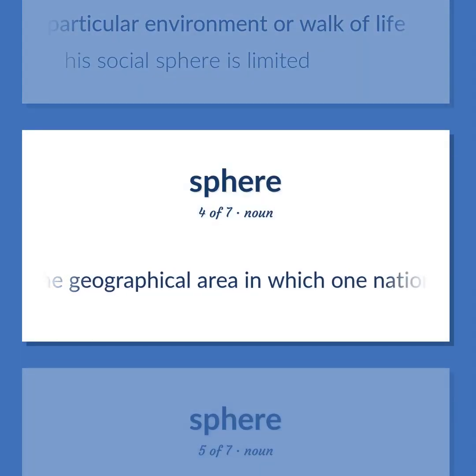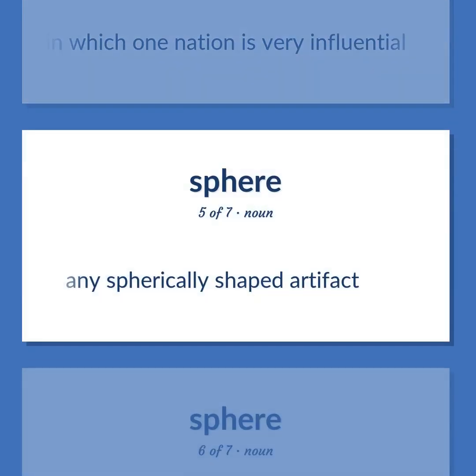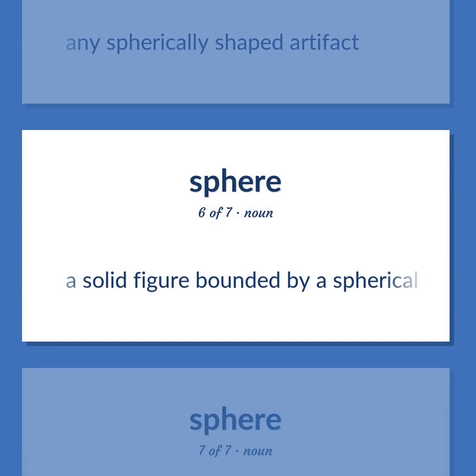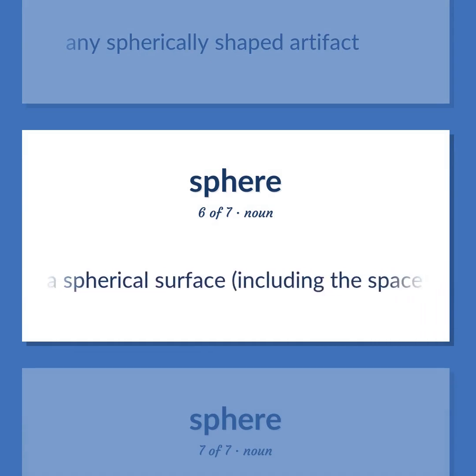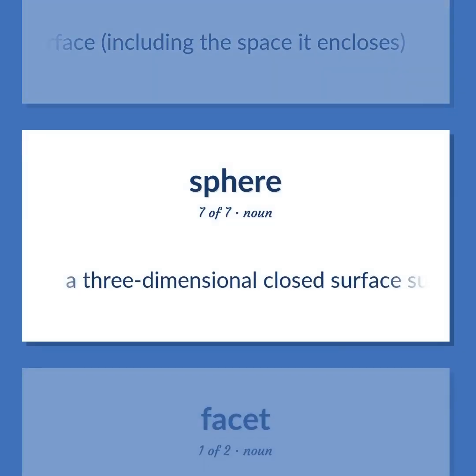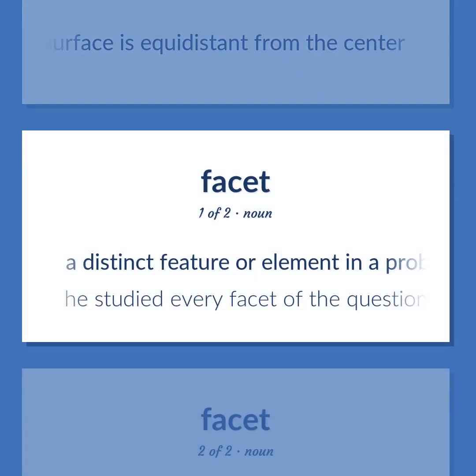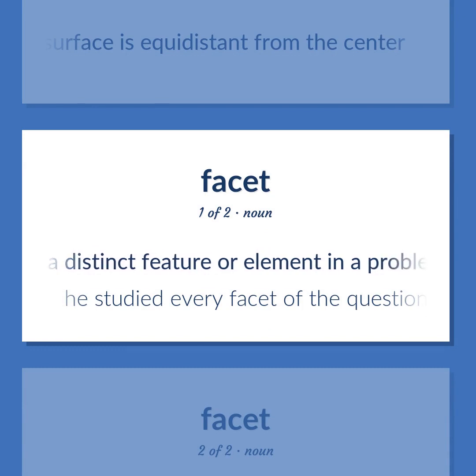The geographical area in which one nation is very influential. Any spherically shaped artifact. A solid figure bounded by a spherical surface, including the space it encloses. A three-dimensional closed surface such that every point on the surface is equidistant from the center. A distinct feature or element in a problem. He studied every facet of the question.